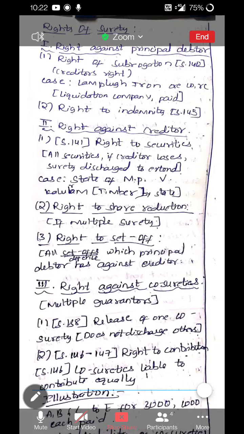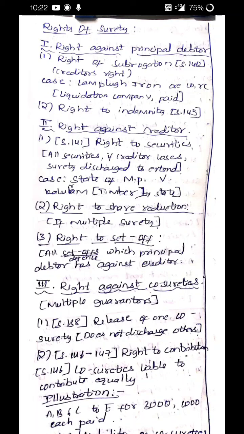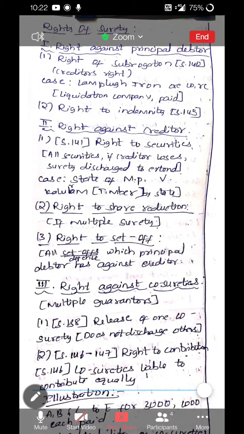Right of subrogation. The creditor has certain rights over the principal debtor. For example, say the principal debtor keeps certain papers or gives his house or property to the creditor. So the creditor has the right to take his property. If the principal debtor does not pay the creditor, then all the rights of the creditor also pass to the surety. That is called right of subrogation.